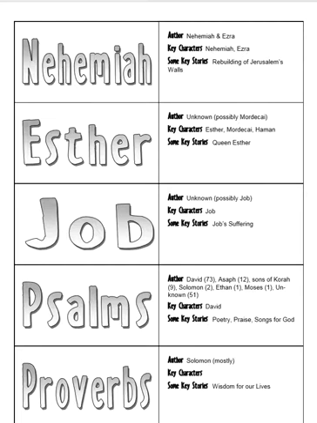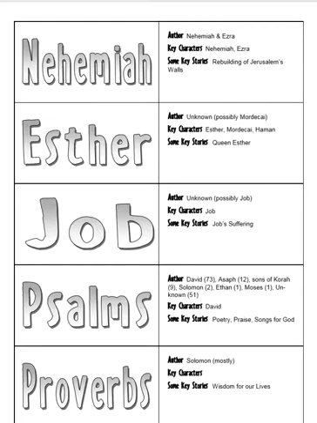Now, the next part, these are the poetry books. So we're moving on to the poetry and wisdom books. The first poetry book is Job. Author is unknown, possibly Job. The key character is Job, and the key story is Job's suffering.